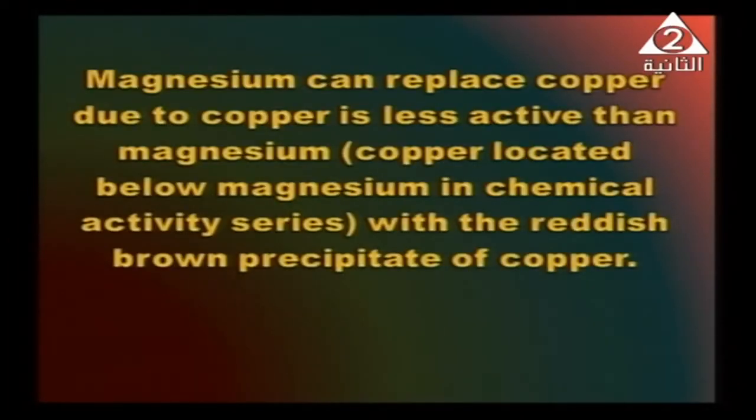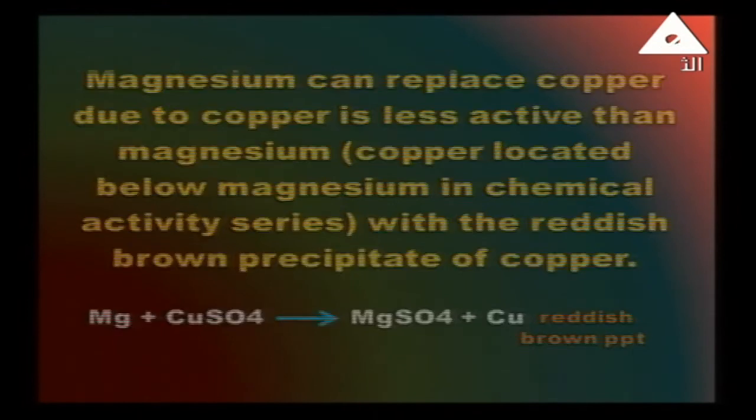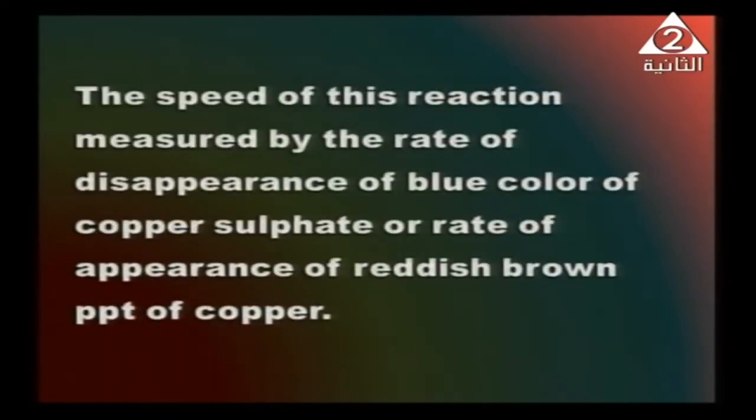Firstly, magnesium can replace copper because copper is less active than magnesium. That is because copper is located below magnesium in the chemical activity series, which produces reddish-brown precipitate of copper. This is the equation: Mg plus CuSO4 will produce MgSO4, which is called magnesium sulfate, and reddish-brown precipitate of copper. You answered question number one and question number two.